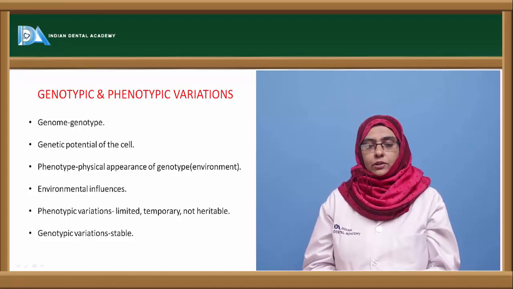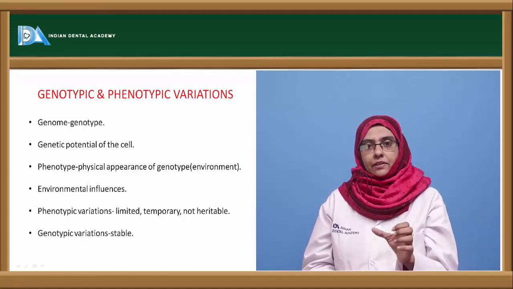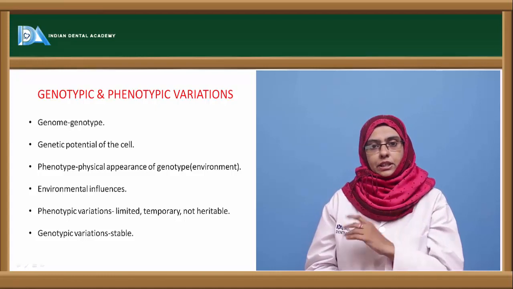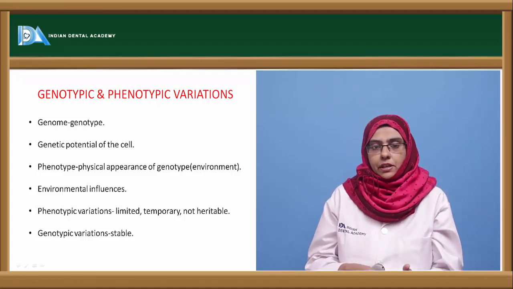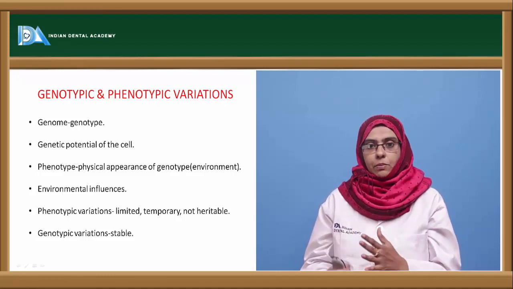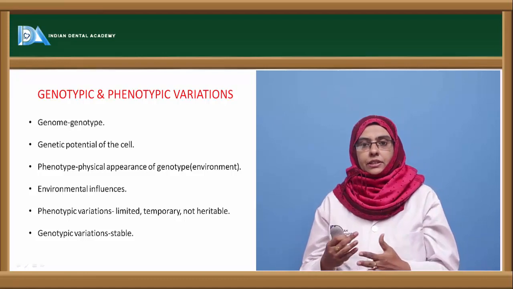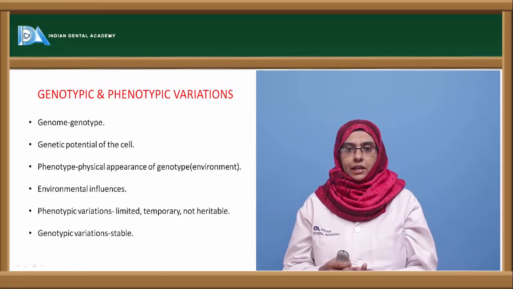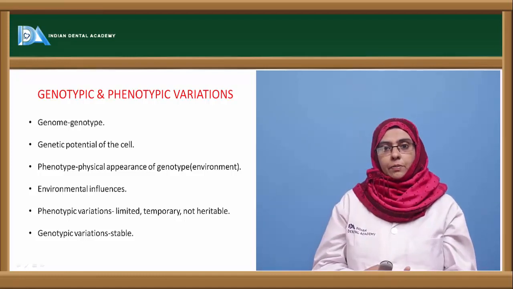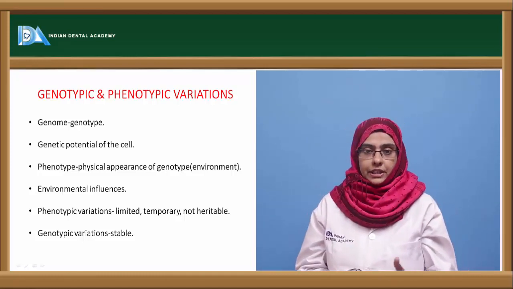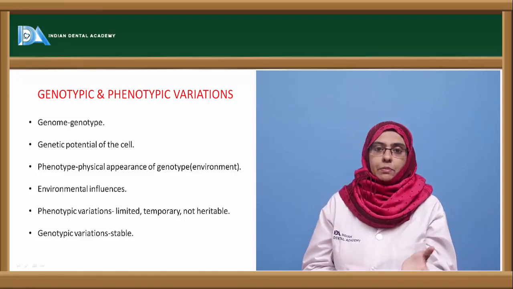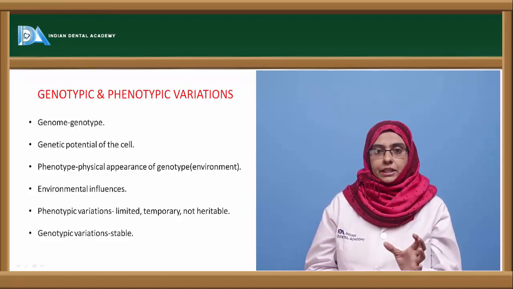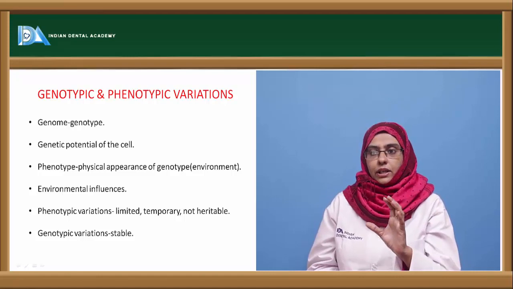But when there is no lactose in the medium, the enzyme beta-galactosidase is not present. So again, there is an environmental influence over here. The physical properties or phenotypic characters of an organism vary depending upon the environmental condition, whereas genotypic variation usually does not take place. They are usually stable in nature, whereas the phenotypic variations are only temporary.